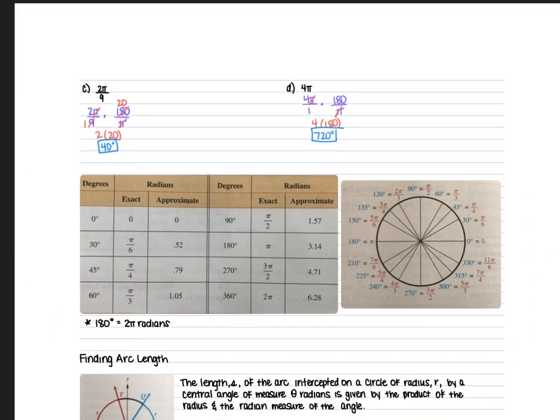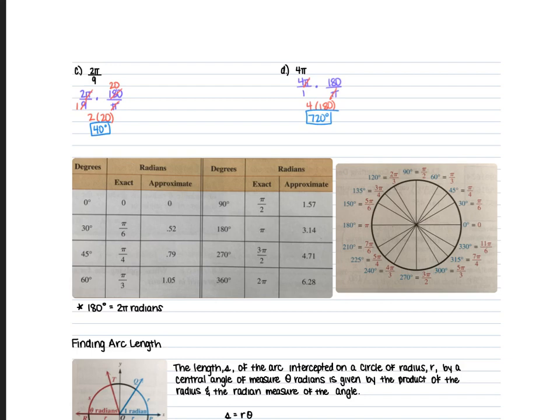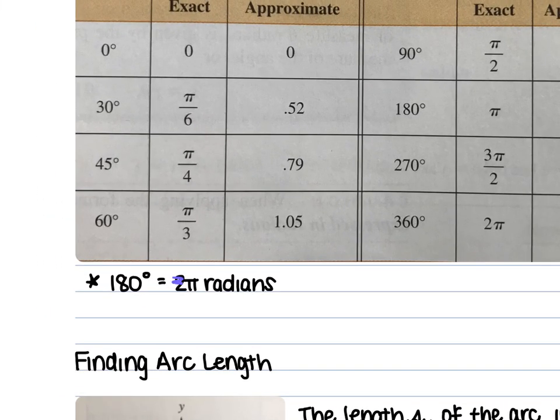Moving into the unit circle, something that we need to fix in your notes is that star underneath this table. It says 180 degrees is equal to 1 radian, and 360 degrees is equal to 2 pi radians. So 180 degrees is actually equal to pi radians, and 360 degrees is equal to 2 pi radians.